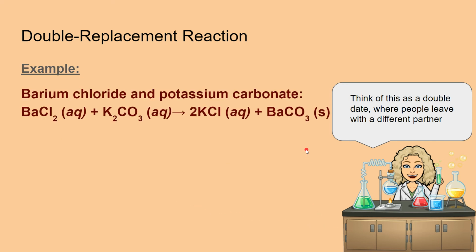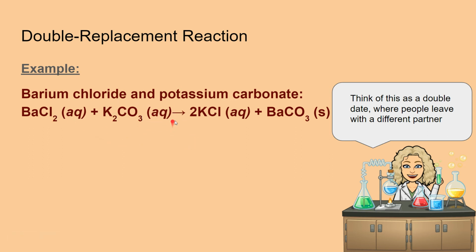Right, an example of a double replacement reaction. We've got barium chloride and potassium carbonate. Barium chloride is going to be aqueous. That means it's just going to be dissolved in water, so it's like a liquid solution, but it's dissolved in water. Potassium carbonate is also dissolved in water, so aqueous.